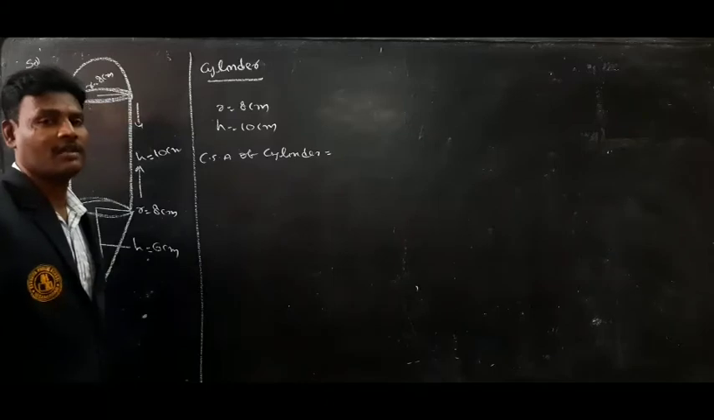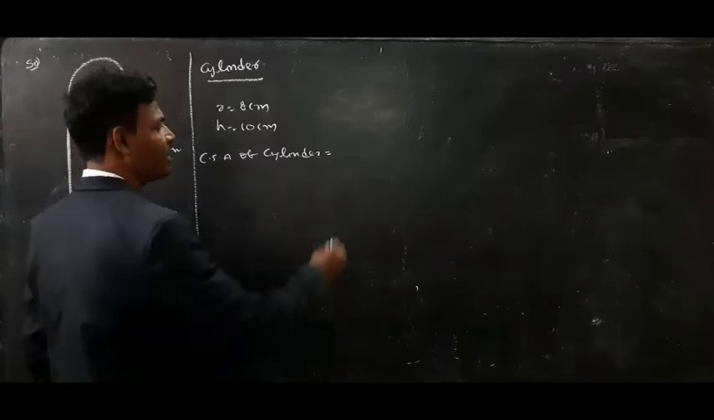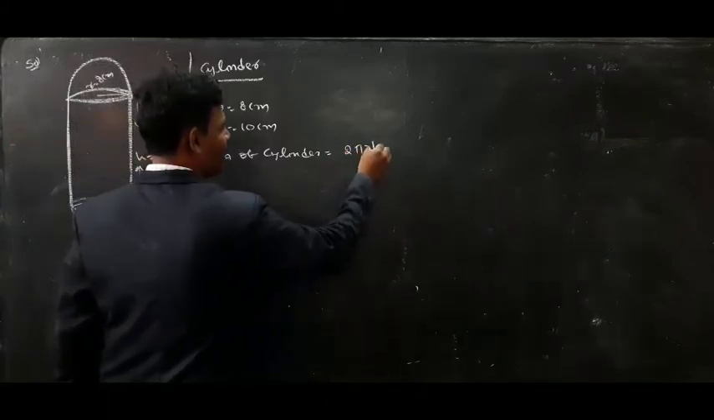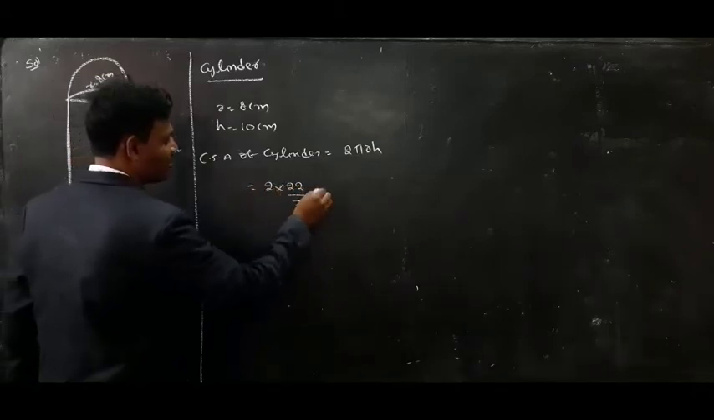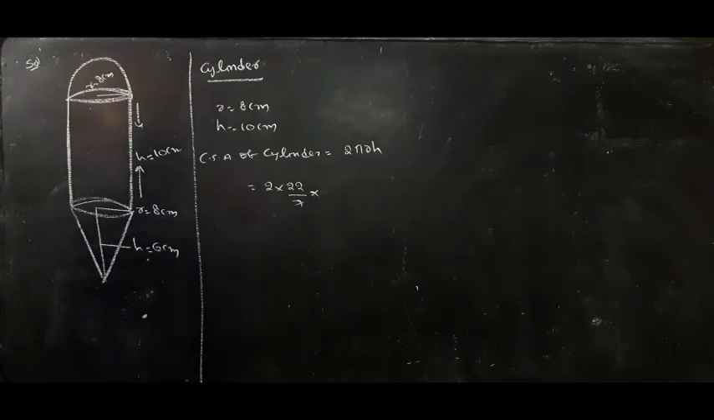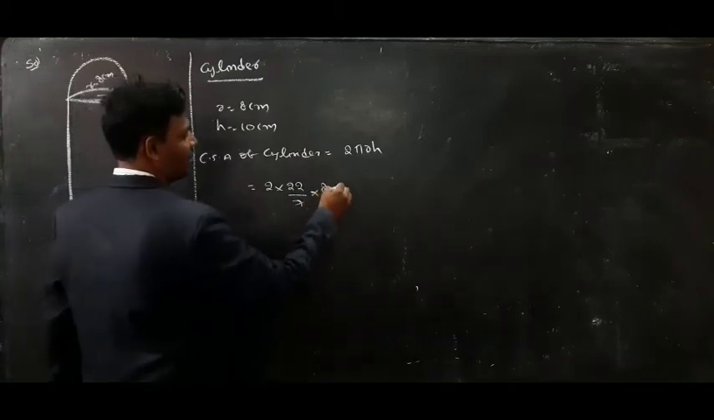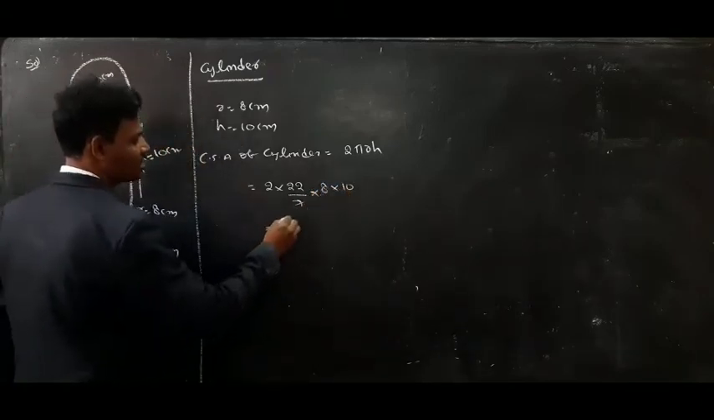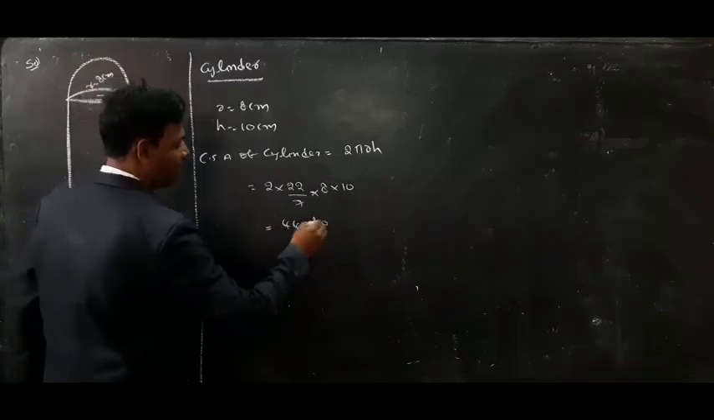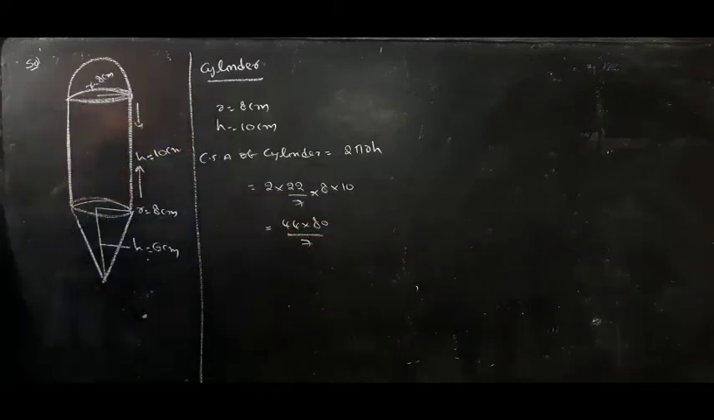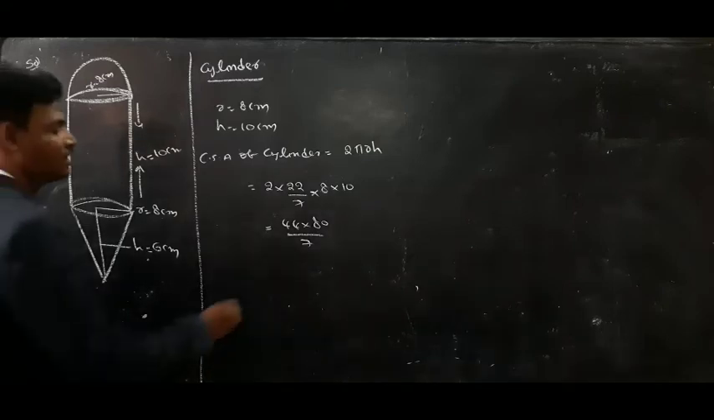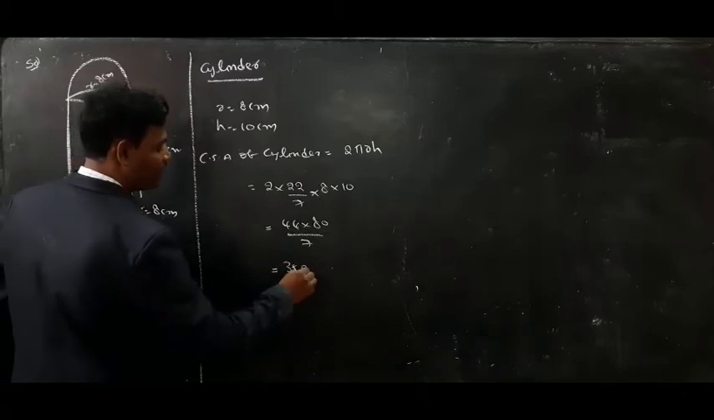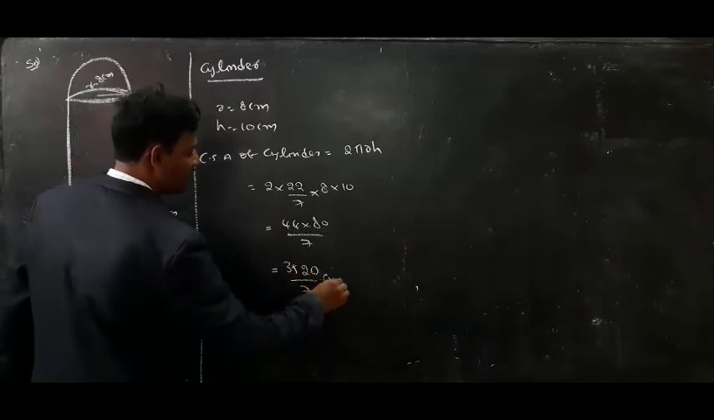To find the curved surface area of the cylinder, what is the formula? 2 pi r h. 2 into, what is the value of pi? 22 by 7 into, what is the radius here? 8 centimeters, into the height of 10 centimeters. It is 44 into 80 by 7, which is 3520 by 7 centimeter square.